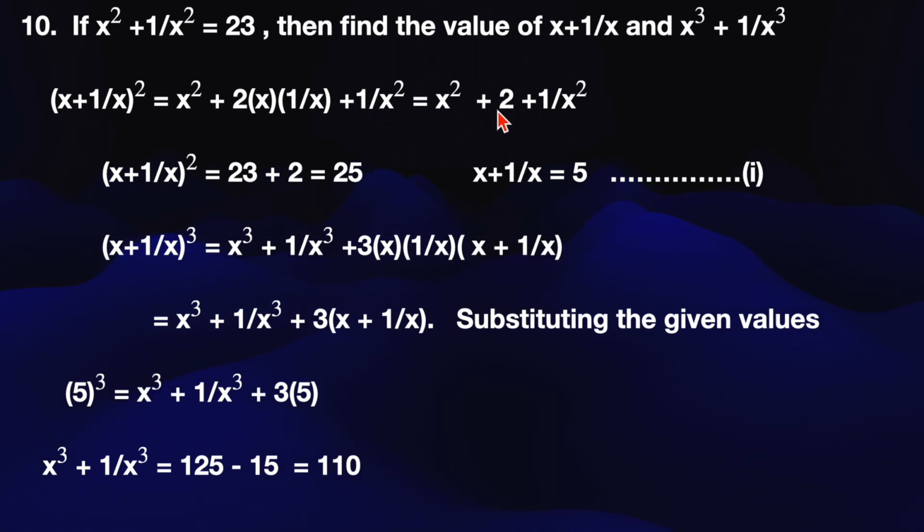Okay, so here x square plus 1 upon x square is 23. Substitute here, plus 2 is 25. So x plus 1 upon x whole square is equal to 25. So x plus 1 upon x is 5. So this is the first answer. Now we have to find the cube. Okay, so write down the formula. Solve it, substitute, you got the value of x plus 1 upon x, substitute here, get the answer.